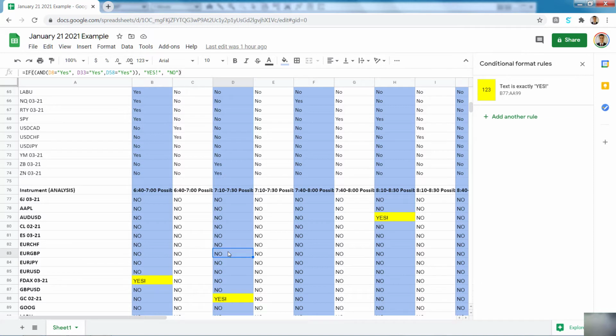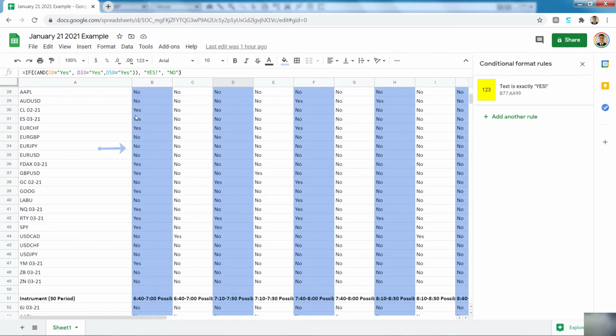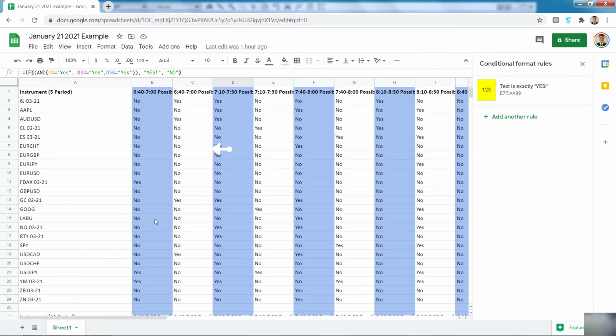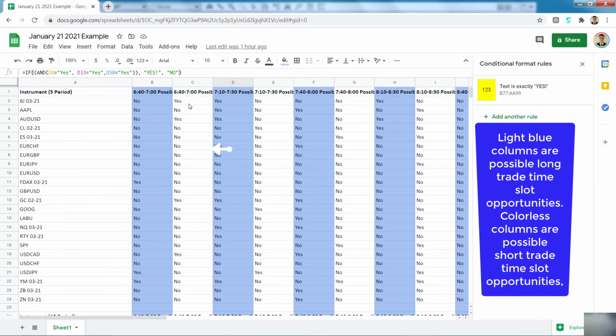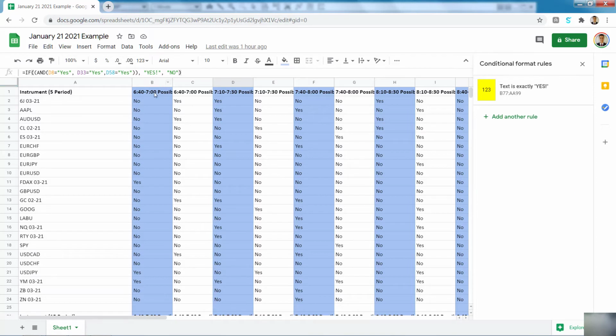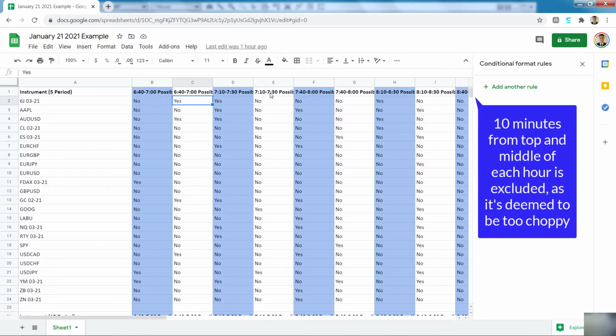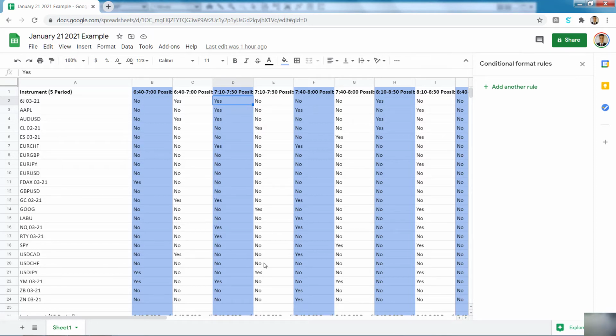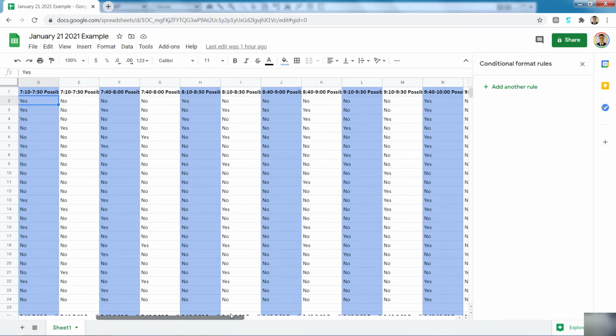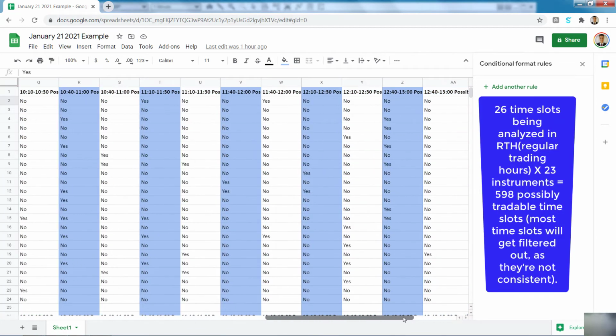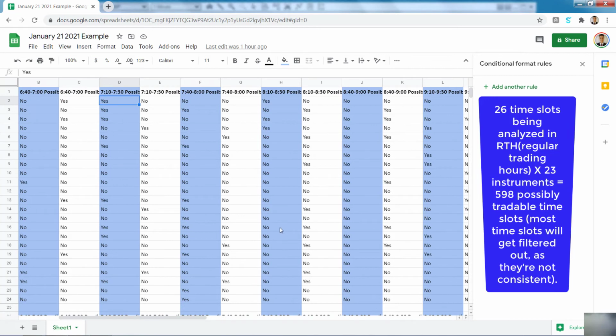As for the light blue columns, they are the possible long trade time slots, and the colorless columns are the possible short trade time slots. The time slots themselves have been divided into 20-minute increments, except I exclude the initial 10 minutes at the top of each hour and the 10 minutes from the middle of each hour, as I found those time frames to be typically too choppy. Plus, these time slots alone for the 23 instruments being analyzed provide us with 598 possibly tradable time slots, which is plenty.